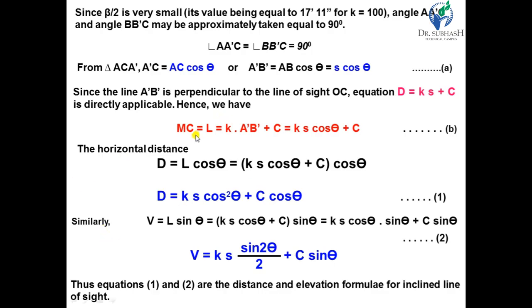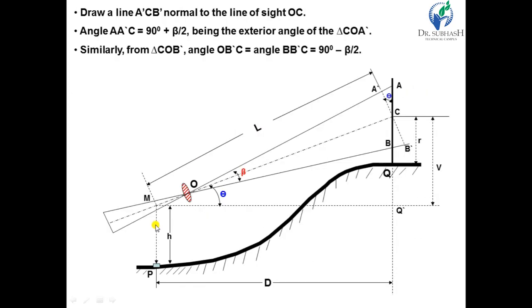Now, we are putting the value of L into that equation. Ks cos theta plus C multiplied by cos theta. So, we can get the equation of distance: Ks cos square theta plus C cos theta. For V is equal to L sin theta. See in that figure, V is equal to L sin theta.